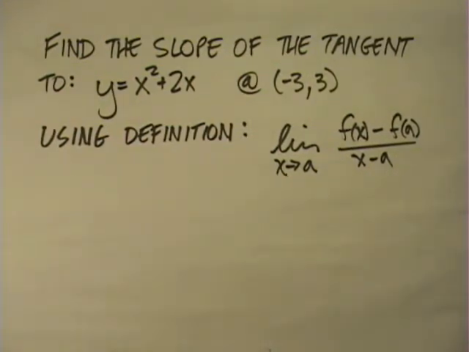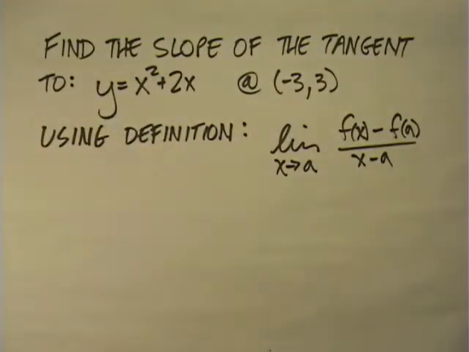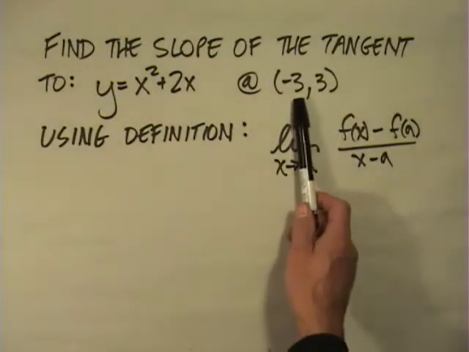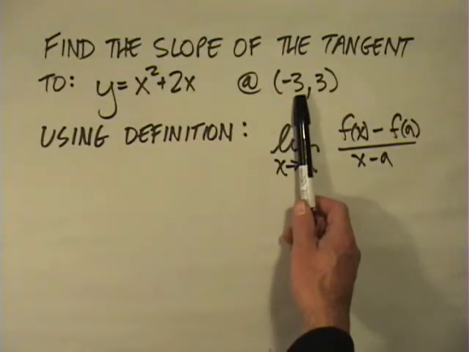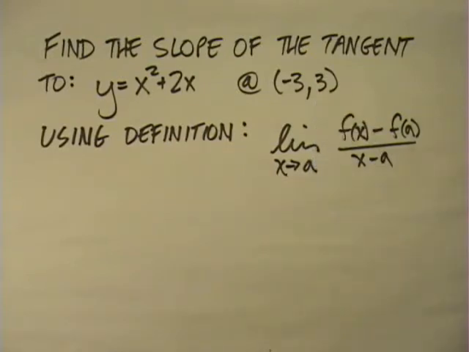Okay, I'm going to work through one of these homework problems for you. We've got a pretty straightforward example. We've got a parabola, x squared plus 2x, and we're going to evaluate the tangent at -3, 3. So you can plot that if you want and see what it looks like, but I'm just going to jump right to the math of it.